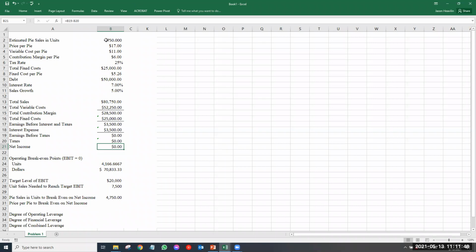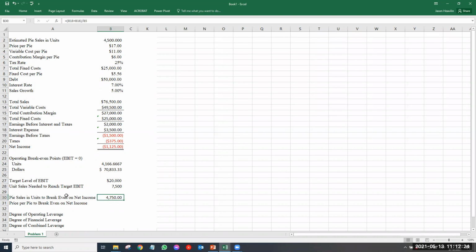Now, let's do something different. Let's say, well, instead of selling more pies, can I increase my price per pie in order to make more money without having to sell more pies? Now, this is assuming that if you increase the price, you can still sell the same amount of pies, which is a different topic in economics about price and supply and demand. So let's assume that you can still sell 4,500 pies.